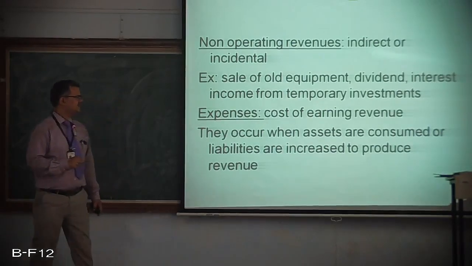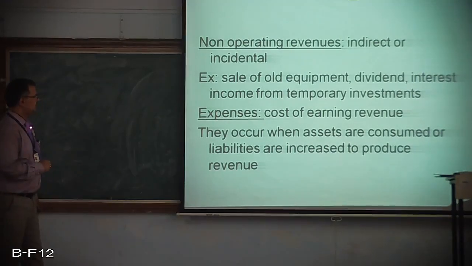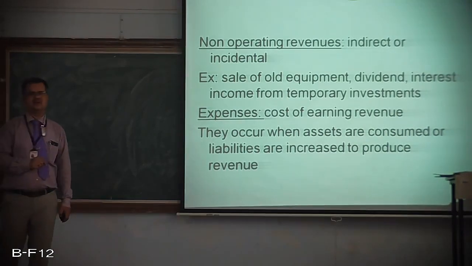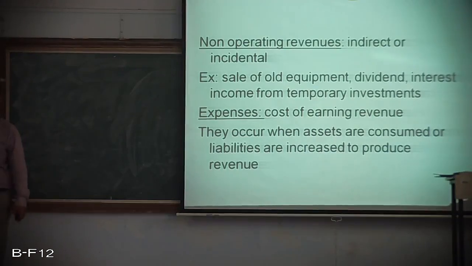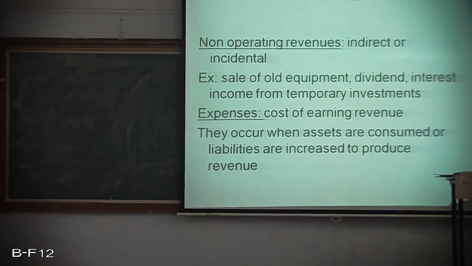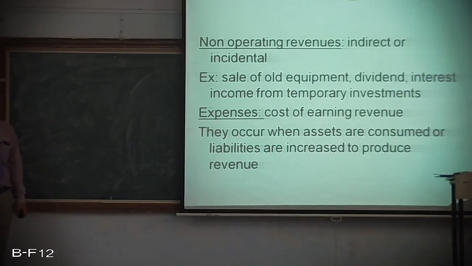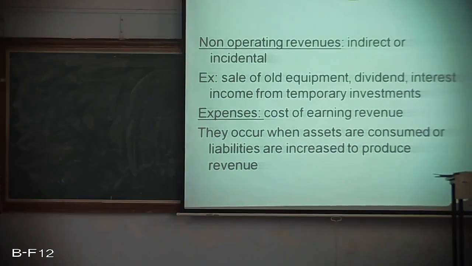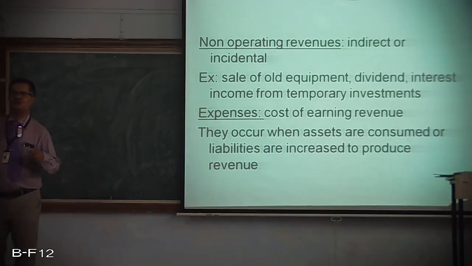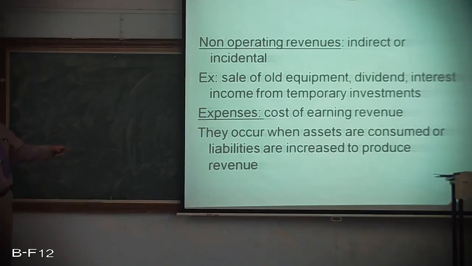They occur when assets are consumed or liabilities are increased to provide revenue. Remember two things here. When they are going to get expenses, one is when assets are consumed. Assets have been consumed, no money has come, and they become expenses. Or liabilities are increased. They are supposed to pay in future, lots of liabilities are there for the coming years, and they increase to produce revenue. So these are called expenses.